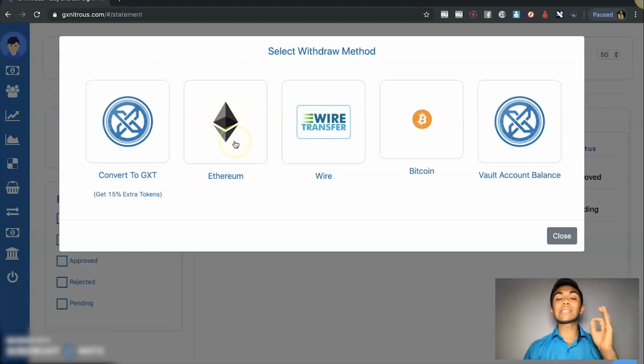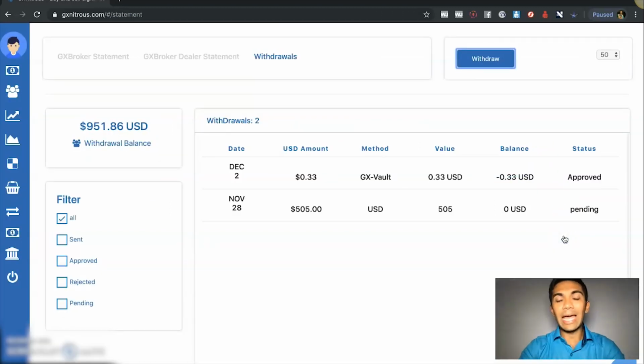You can convert your earnings into Ethereum. You can bank wire them to any bank in the world. You can transfer them into the form of Bitcoin and then do whatever you wish with them, or you could hold it in your vault account in your GX Nitrous as your US dollar or any of the international fiat currencies. So that's also a wonderful feature that they've added.